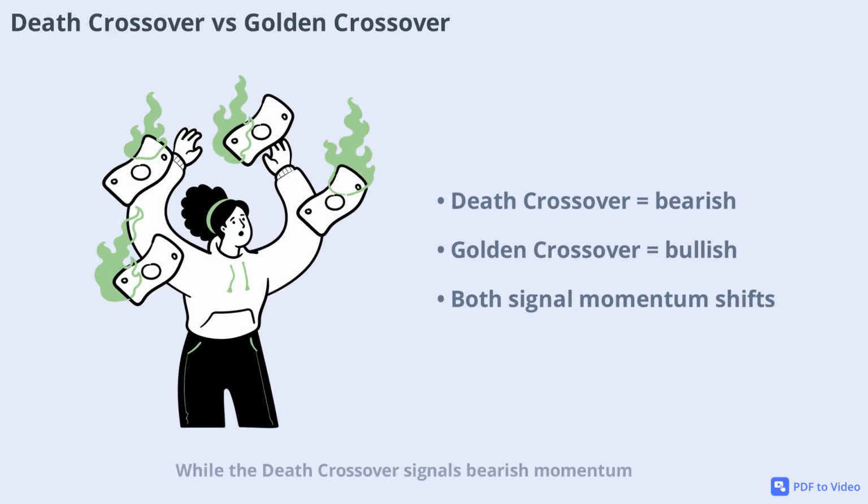While the death crossover signals bearish momentum, the golden crossover is its bullish counterpart. In a golden crossover, the short-term average crosses above the long-term, indicating renewed upward momentum. Understanding both patterns helps traders navigate different market conditions and adjust their strategies accordingly.